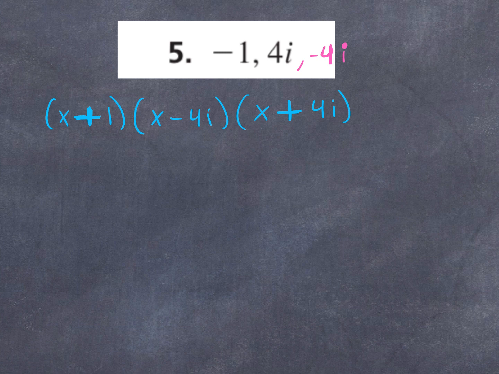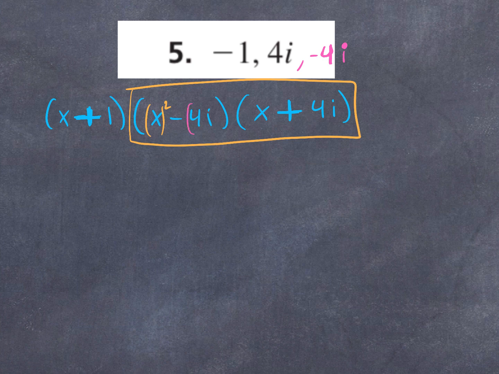So we always want to work with the conjugates first. We're going to FOIL these out. We can do our shortcut here. It's actually a little bit easier because our first term is just x. So we square the first term and square the second. So this would be x squared minus 4i squared.